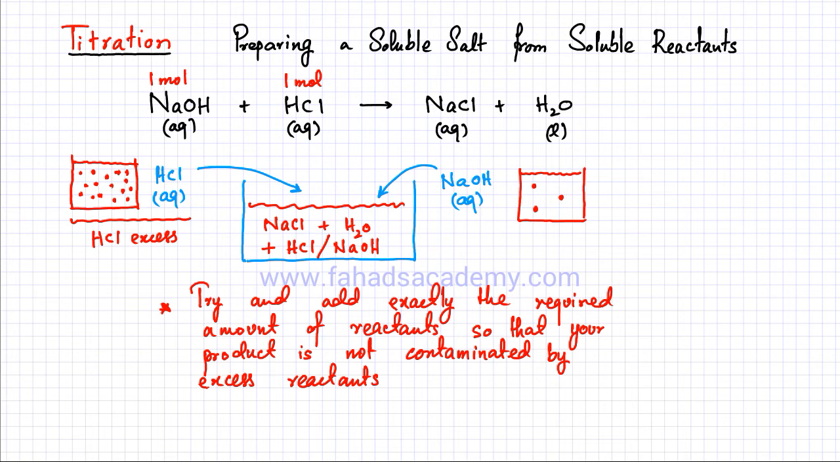So I hope you get the point clear. The purpose of titration is that you're going to try and add exactly the same amount of NaOH and the same amount of HCl, so that none of the reactants are going to contaminate your product. So there's going to be no leftover HCl or NaOH in your beaker. There's only going to be NaCl and water. So you have to somehow devise a method where exactly the same amount of HCl and NaOH are added. So in the next step, we're going to figure out what titration really is.